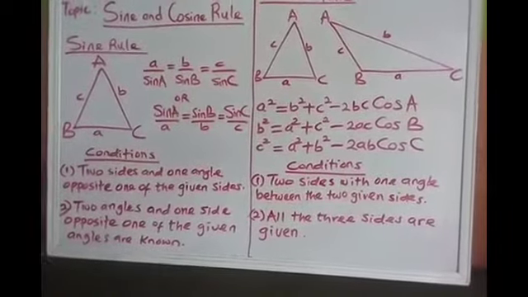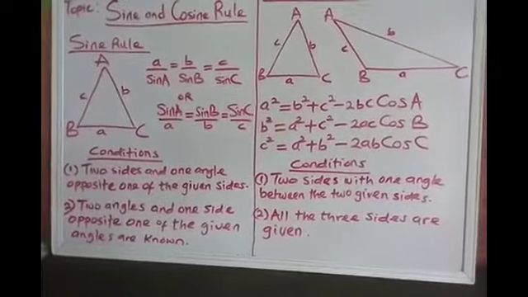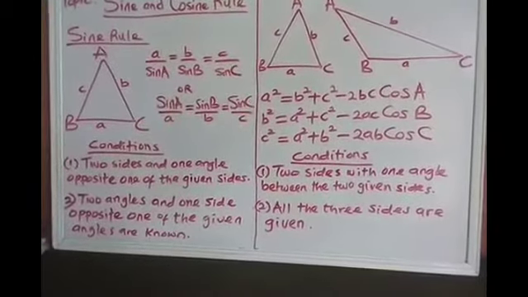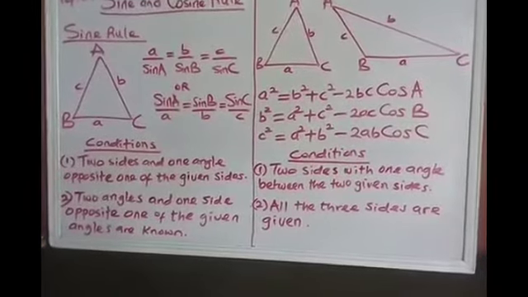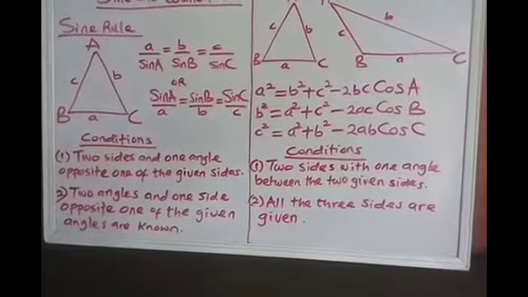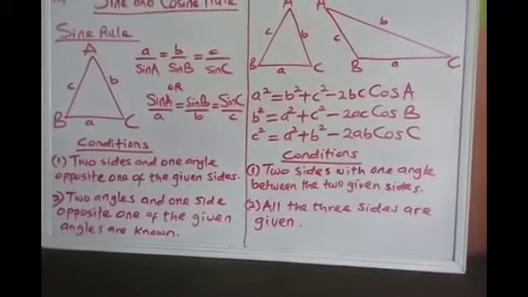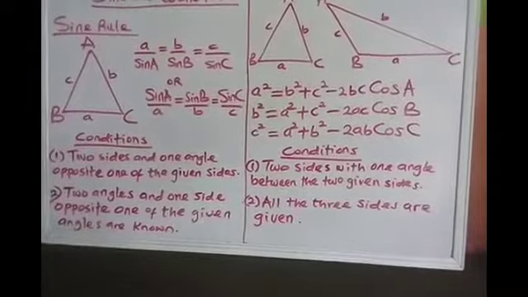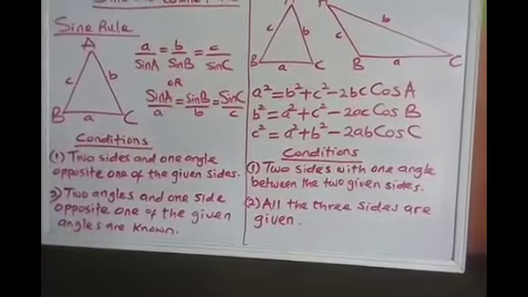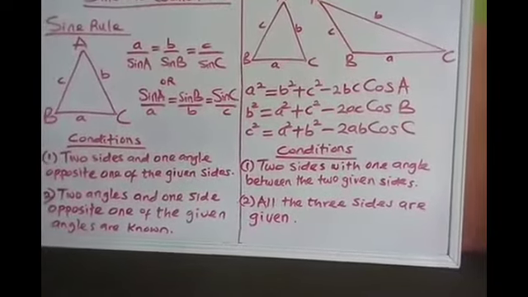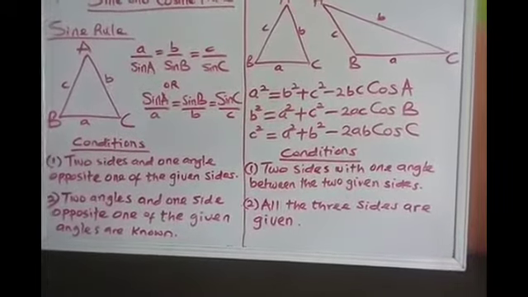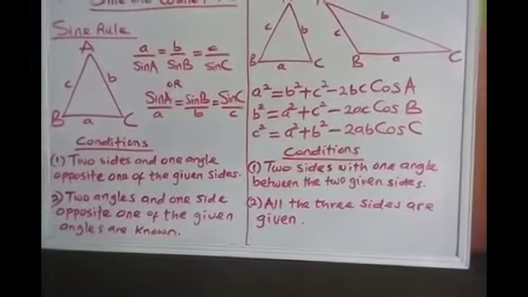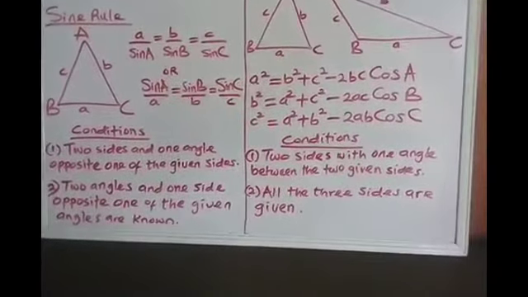The choice of this formula depends on the way the question is given and the conditions that are applicable to the question. Now, we can only apply two of these formulae at a time, meaning we can equate just two at a time. Either I take a over sine A equals b over sine B, or I equate a over sine A equals c over sine C, or I equate b over sine B equals c over sine C. We can only equate two at a time depending on the question given.